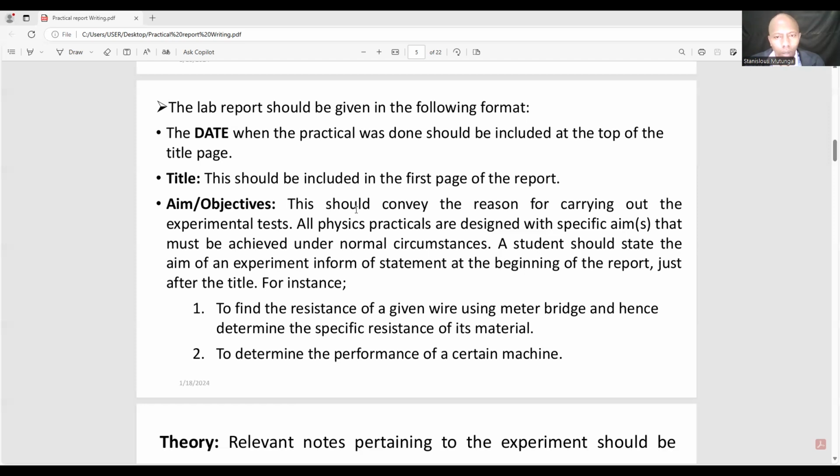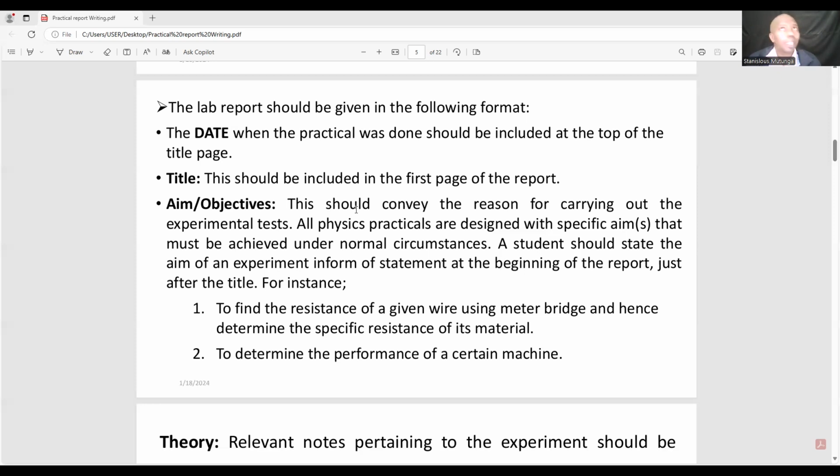So after having the title, that's where the real work emanates. After the title, you're supposed to have the aim or the objective, and this should convey the reason for carrying out the experimental test. All physics practicals are designed with specific objectives that must be achieved. A student should state the aim of the experiment in the form of a statement at the beginning of the report, just after the title.